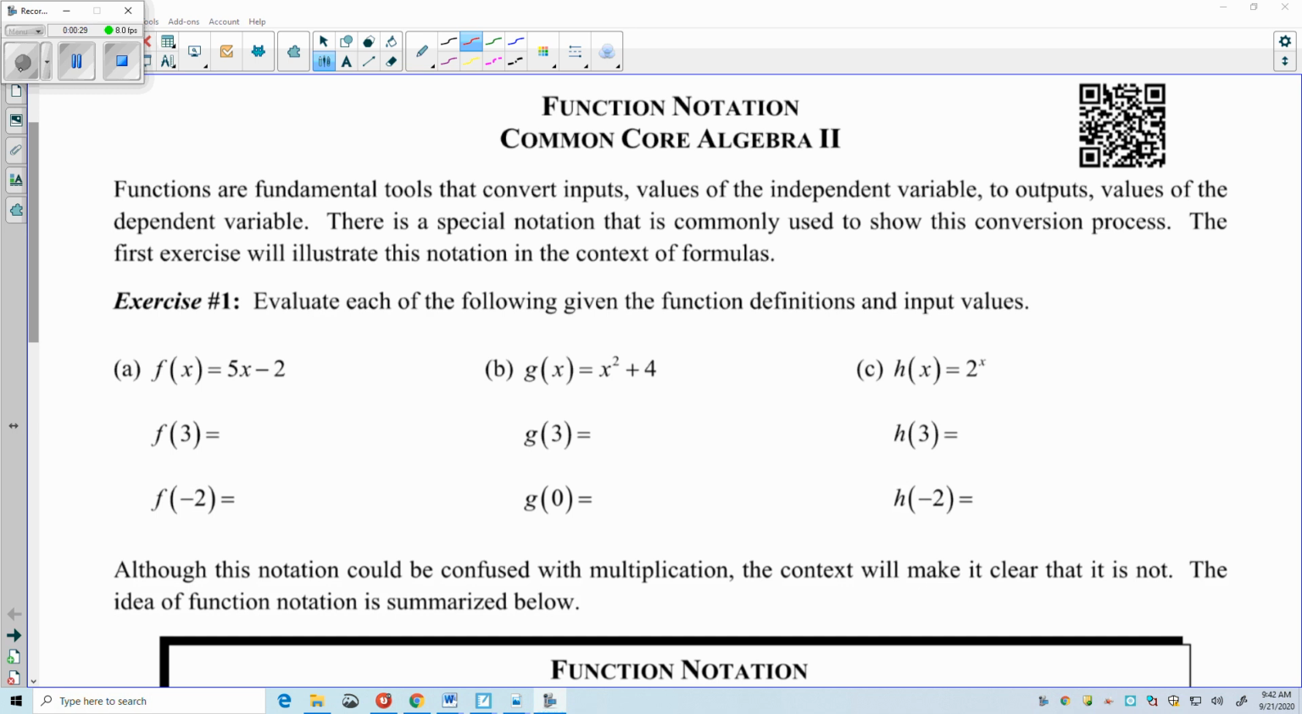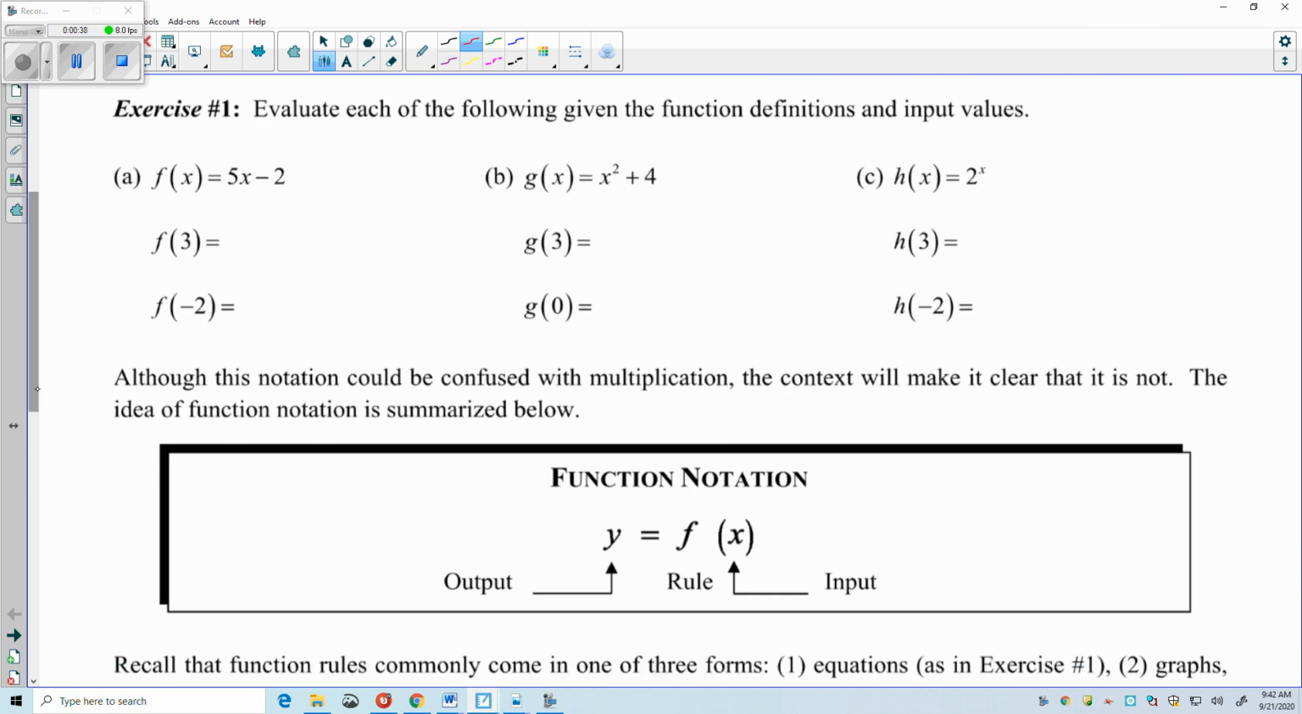So it says we're going to evaluate each of the following given the function definitions and their input values. So as you can see here on part A has the function f of x is equal to 5x minus 2. Now we may be used to seeing this as y is equal to 5x minus 2. It's the same kind of idea, it's just that with this function notation, this is saying anywhere I see an x, we're going to make it a 3. So I'm going to go into this first function and say, okay, here's an x, I'm going to make it a 3, and then I'm going to solve. So 5 times 3 is 15, minus 2, our final answer here is 13. So the function evaluated at 3 is equal to 13.